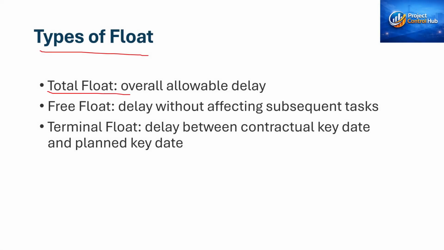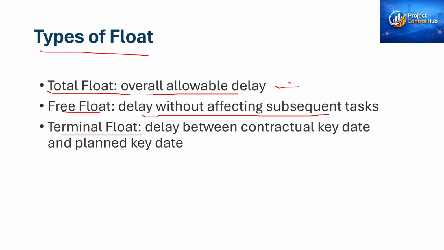One is total float, the overall allowable delay in the project. If the activities get delayed, that will not impact the project completion date. Another is free float. That means an activity can be delayed without affecting subsequent tasks. So in the project, we can delay the activities without affecting the upcoming activities.